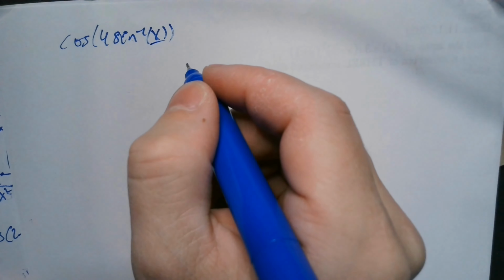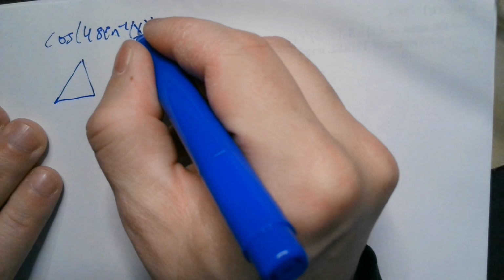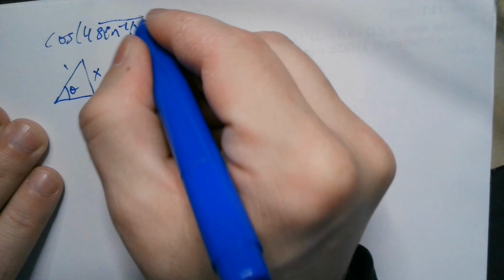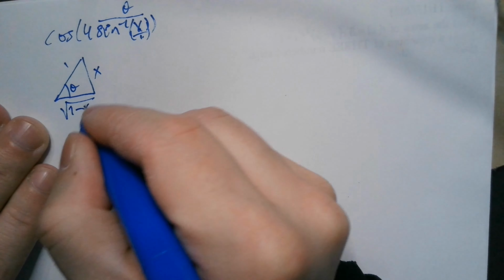Let's find cosine of 4 sine inverse of x. So first of all, this is x. What you really have to do is make a little triangle. Not that you have to, but it's helpful. Now this is really x over 1 here. So this is x, this is 1, this is your theta. So this represents the theta. Now by the Pythagorean theorem, this is the square root of 1 minus x squared.